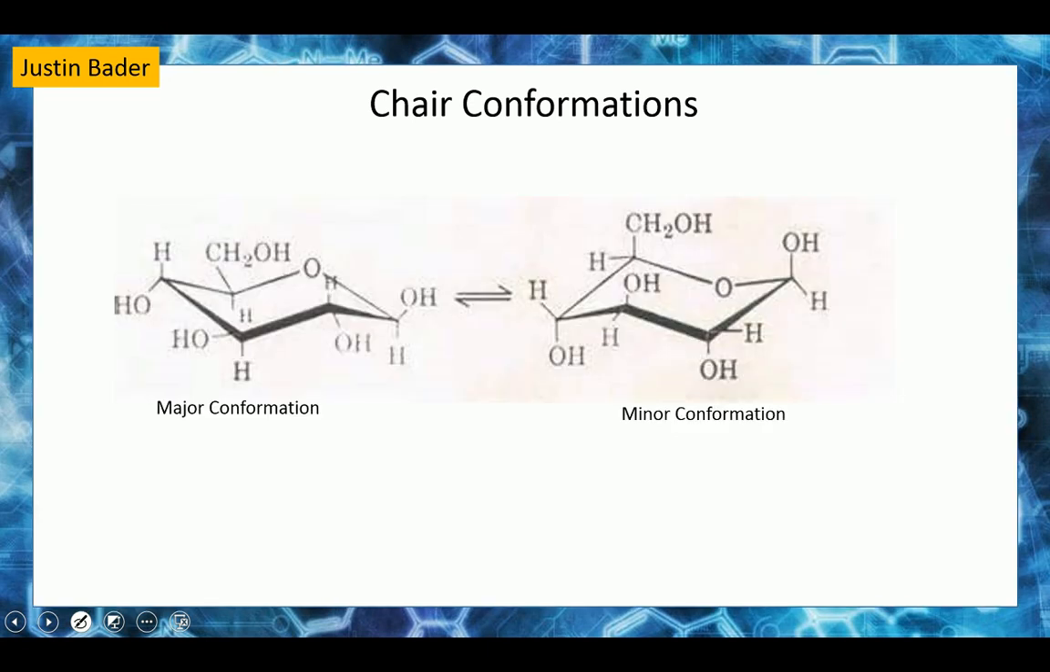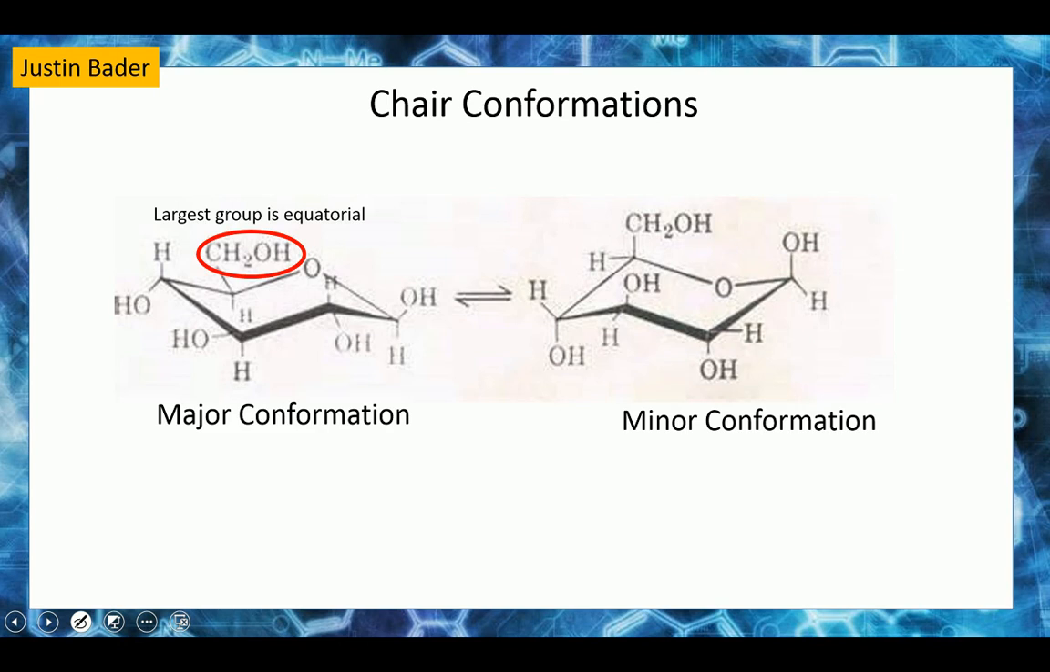So when we look at the chair conformations, these chairs are always going back and forth between the major conformation and the minor conformation. However, the major conformation is going to be the one on the left, because you'll see that the largest group on the left, the CH2OH, is equatorial. On top of that, we have OH, OH, OH, OH, also all being equatorial, which is much more favorable than these axial OH groups, and definitely more favorable than the axial CH2OH group.